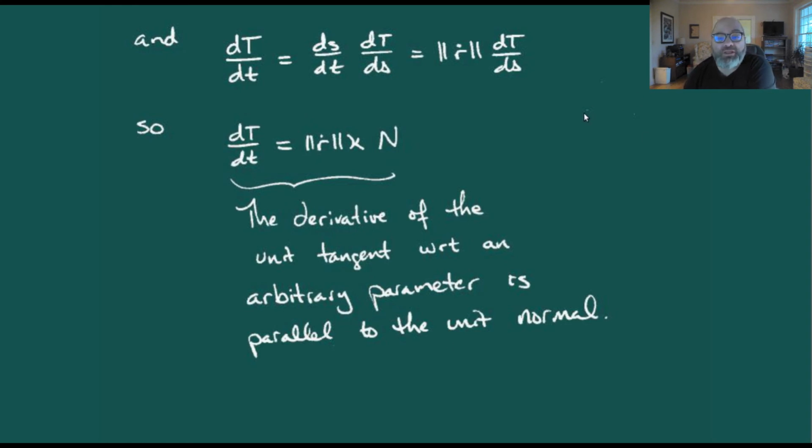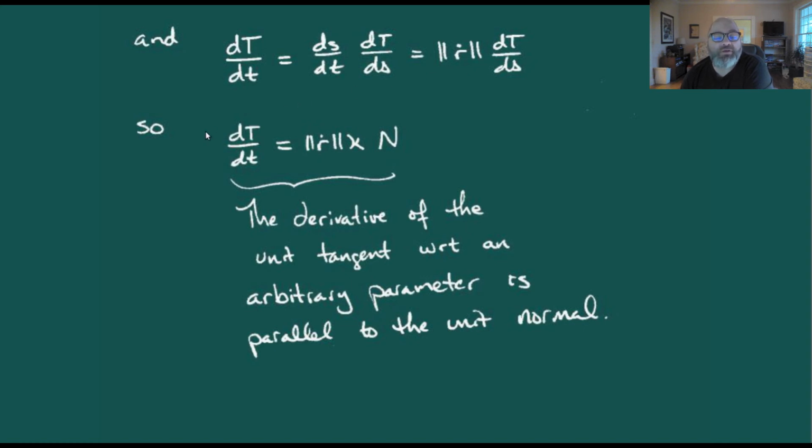How can we kind of bring this back? Well, remember that dT/dt, the derivative of the unit tangent vector with respect to this arbitrary parameter, was just going to be dT/ds times ds/dt. And so ds/dt, that was our arc length. Remember, where we got this was from our arc length function. We took the derivative of that. Fundamental theorem of calculus said that this was just going to be the norm of the derivative.